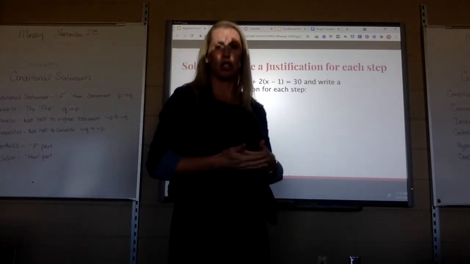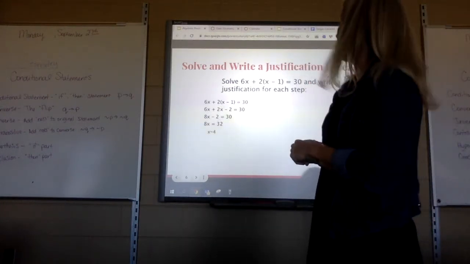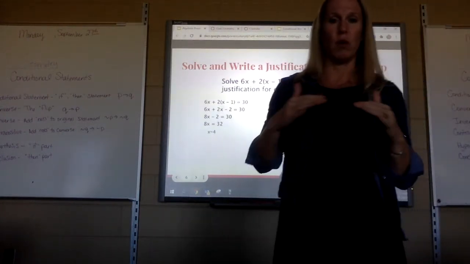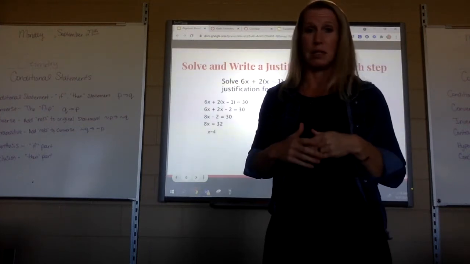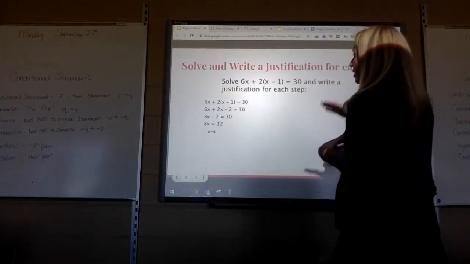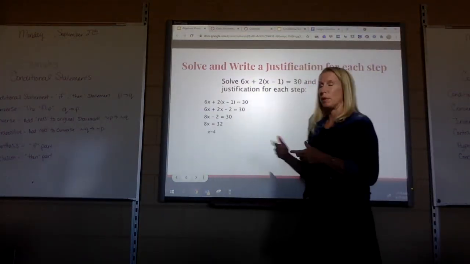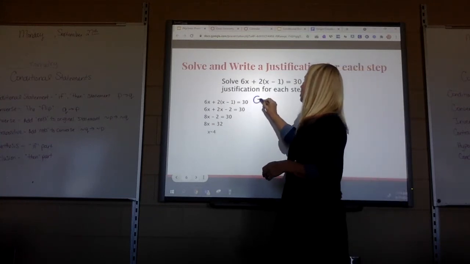So we're going to start just by doing algebraic proofs, which just means we're justifying each step. So when we start with a proof, we always start with something called the given. So 99% of the time, the first statement is going to be given. You are given this equation. So I'm given that 6 plus 2 times x minus 1 equals 30. That's what I'm given, that's what I'm starting with.